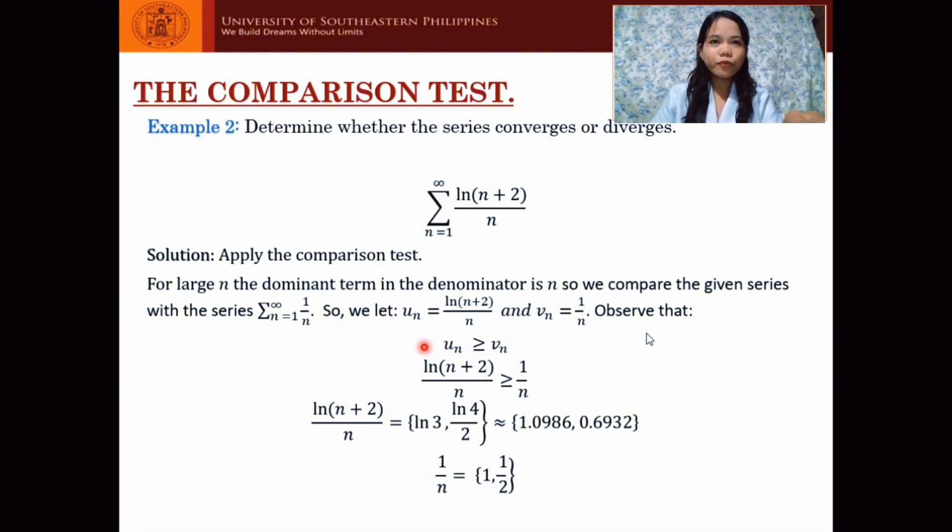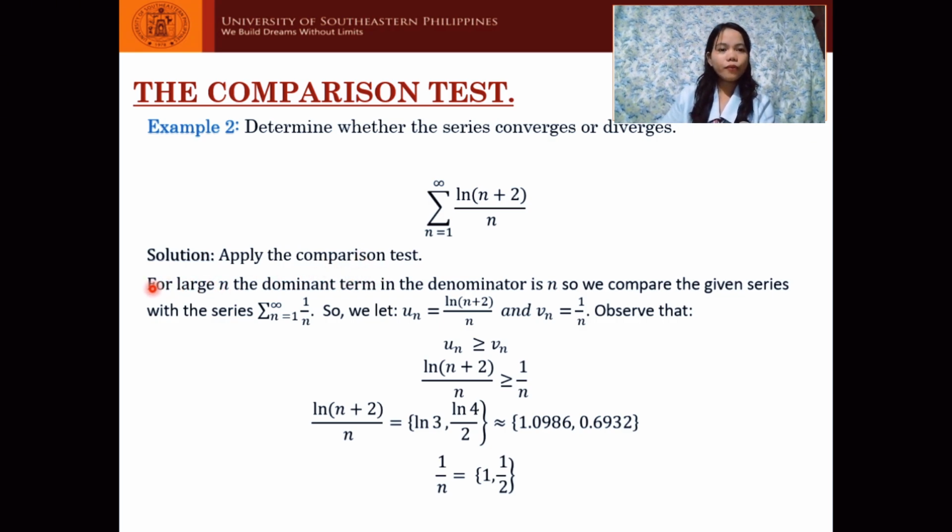So let us proceed with example number 2. For this one, we're going to determine whether the series converges or diverges. Our given series is the summation of natural log of n plus 2, all over n, ranges from 1 to positive infinity. For this one, we must indicate the test that we're going to apply, which is the comparison test.